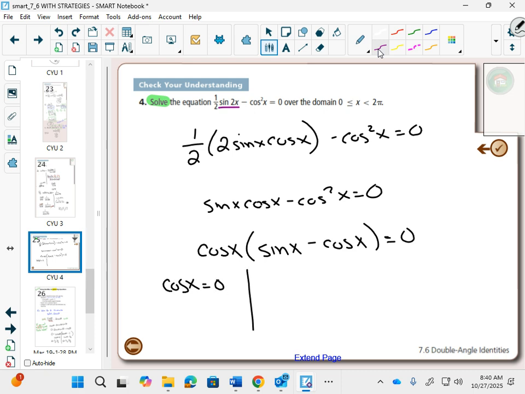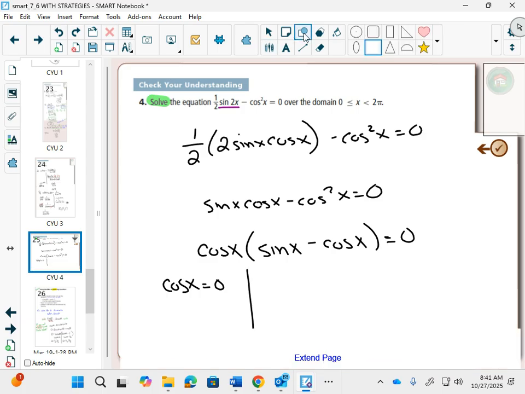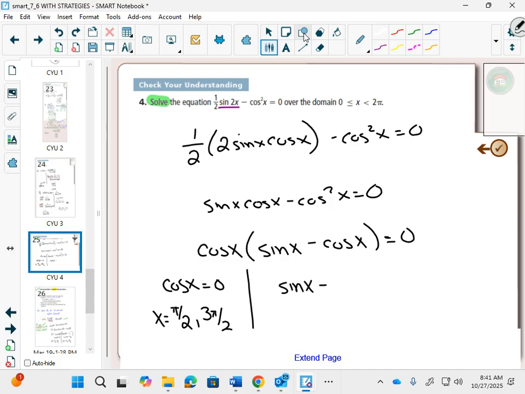I know that cos x is equal to 0. And that I could solve. I know that happens at pi over 2 and 3 pi over 2. And over here, sine x minus cos x would have to equal 0. In other words, in order for that to be 0, sine x would have to equal cos x.